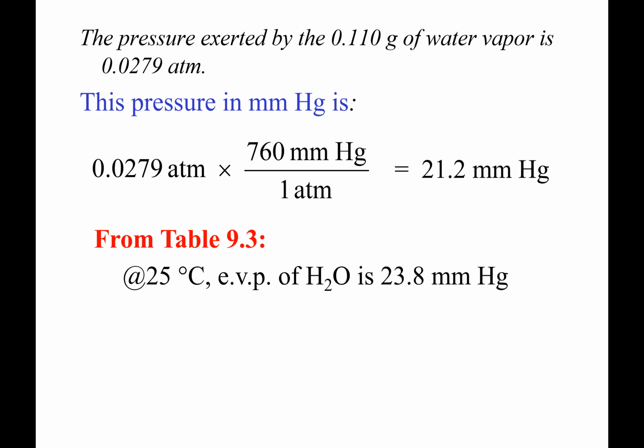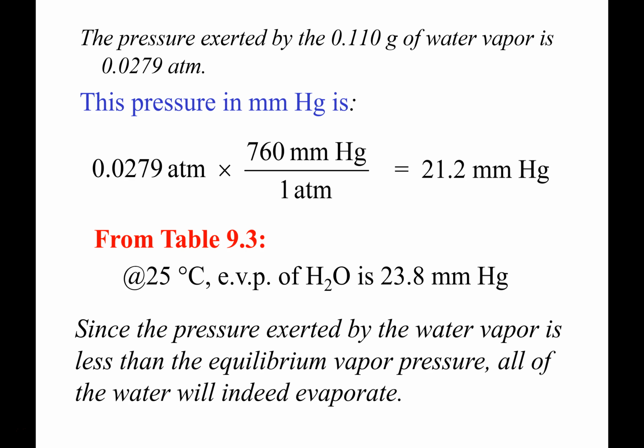So now if we compare these two numbers, do you see where we're under saturation? It will all evaporate. We did not bump up against the equilibrium pressure at that temperature. So we're done. Since the pressure exerted by the water vapor is less than the equilibrium pressure at that temperature, all of the water will indeed evaporate. We have verified.